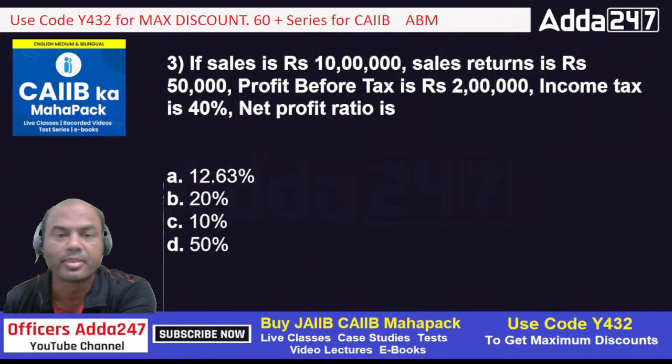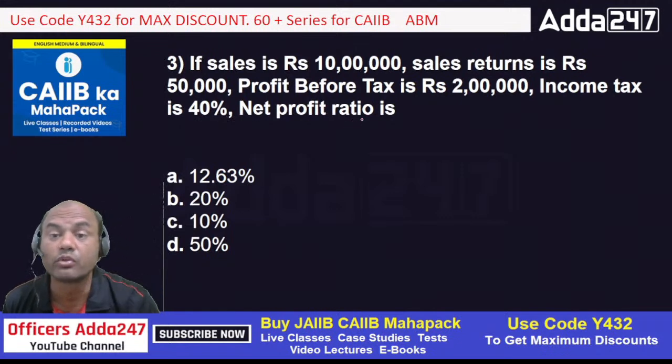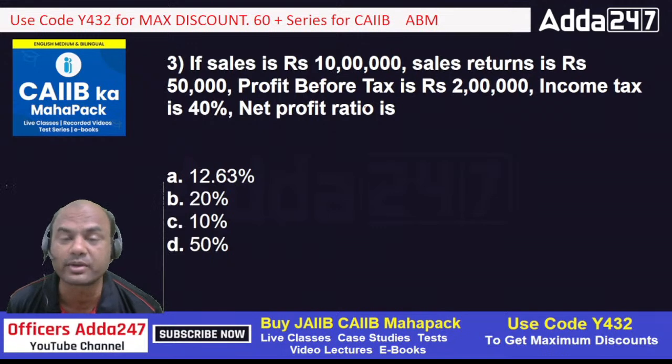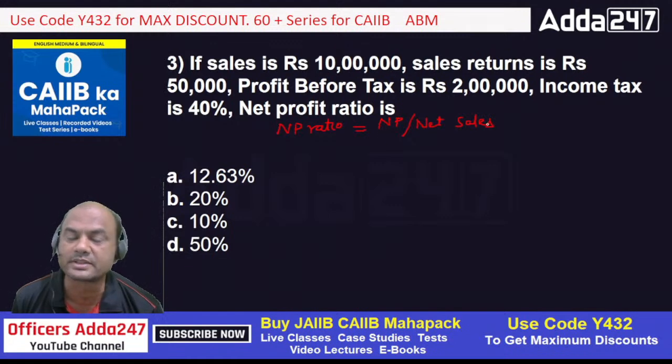Got it? If sales is rupees 10 lakh, sales return is 50,000, profit before tax is 2 lakh, and income tax is 40%, then the net profit ratio is? Something difficult, isn't it? Firstly, tell me what is net profit ratio? NP ratio equals net profit upon net sales.